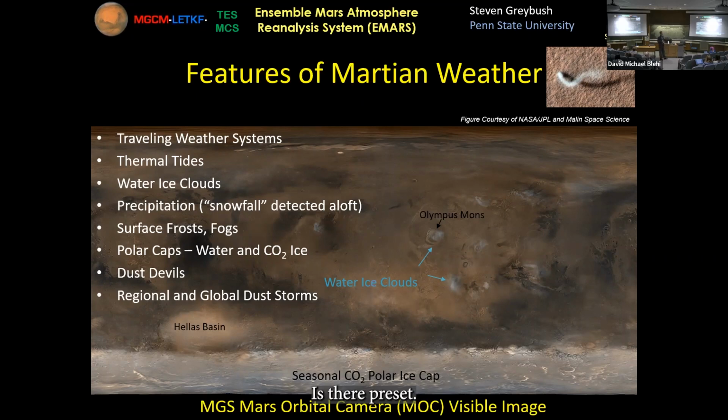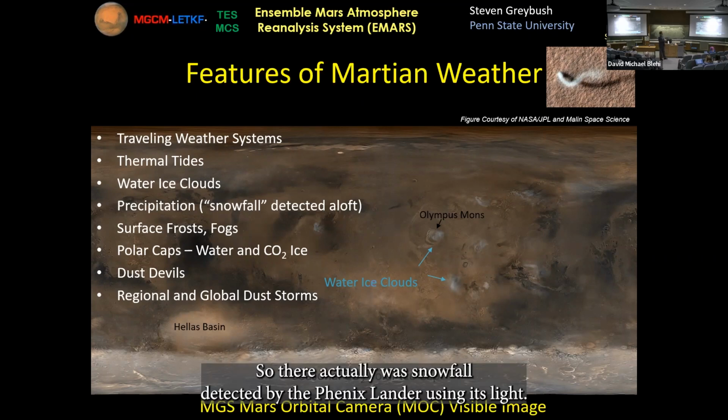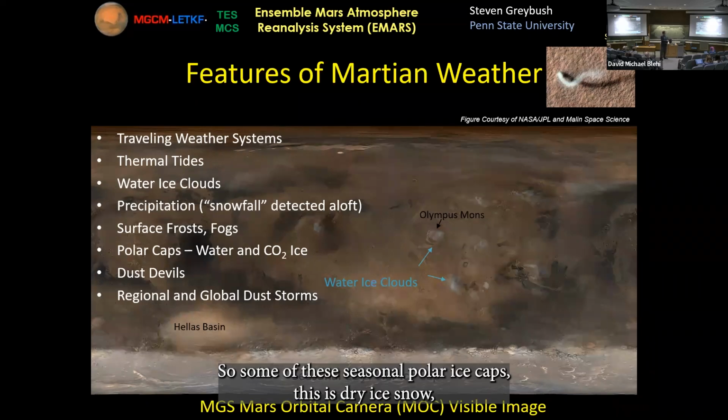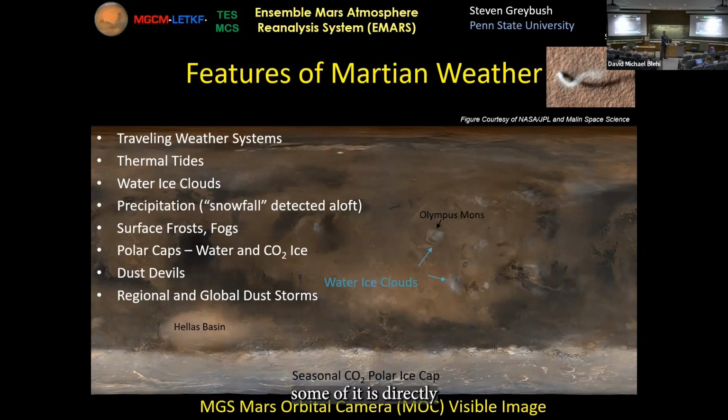Okay. Is there precip? So there actually was snowfall detected by the Phoenix lander using its LiDAR system. Some of these seasonal polar ice caps, this is dry ice snow. Some of it is directly sublimating or depositing rather onto the surface. Others might be snow particles actually falling down to the ground. Okay. Surface frosts and fogs. These can be either CO2 or water ice.